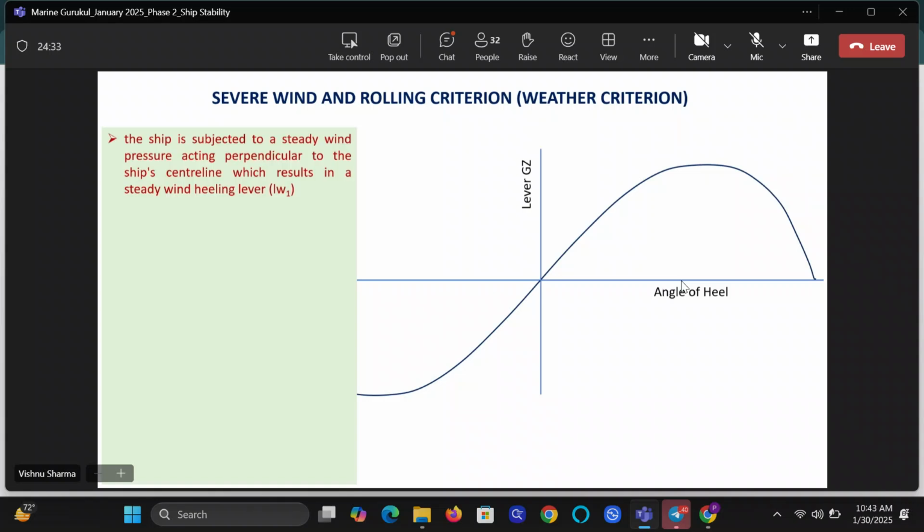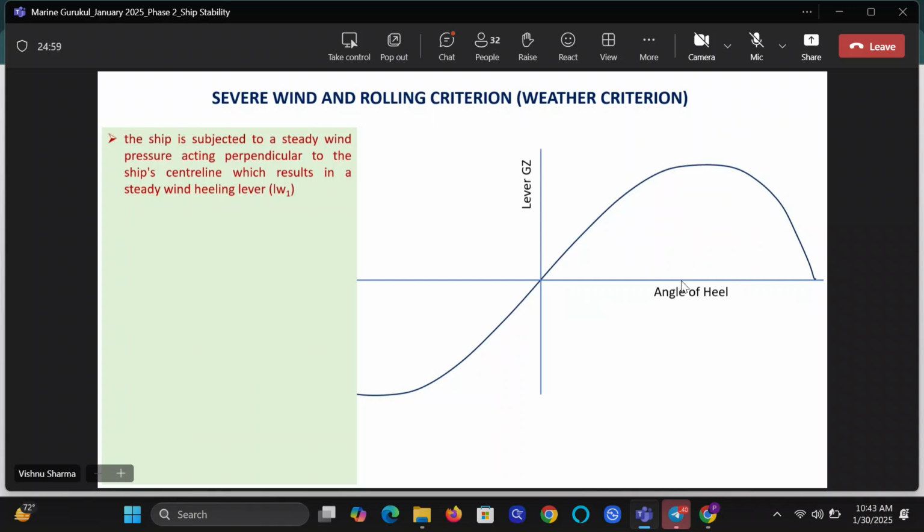On the same diagram, it continues. The ship is subjected to a steady wind pressure. That means the ship is experiencing a steady wind pressure, not varying, acting perpendicular to the ship's center line. That means beam wind. You're experiencing beam wind, and the beam wind will exert the wind heeling moment.